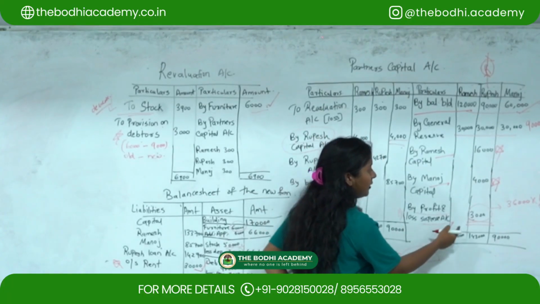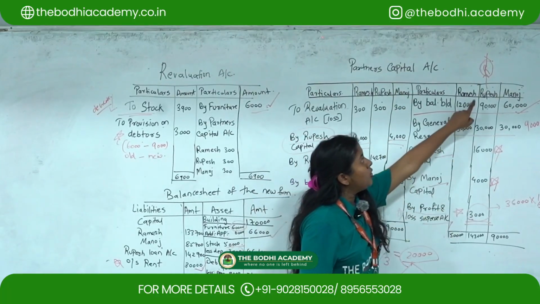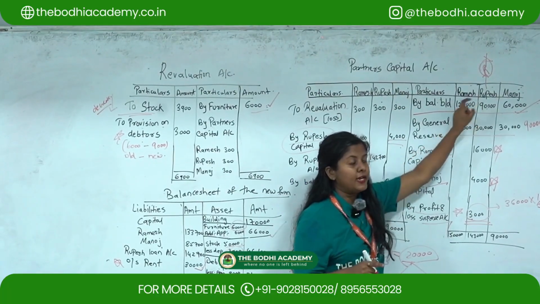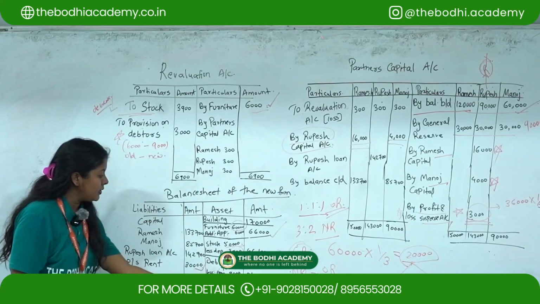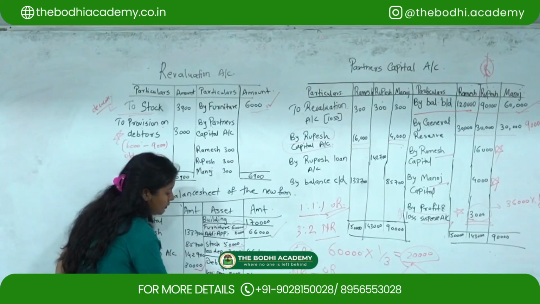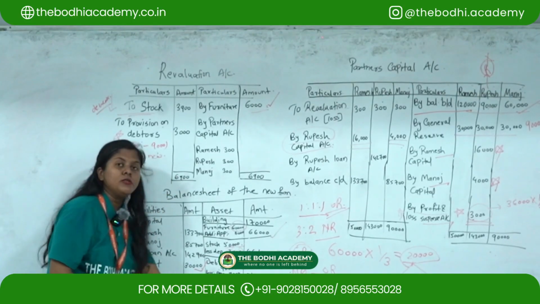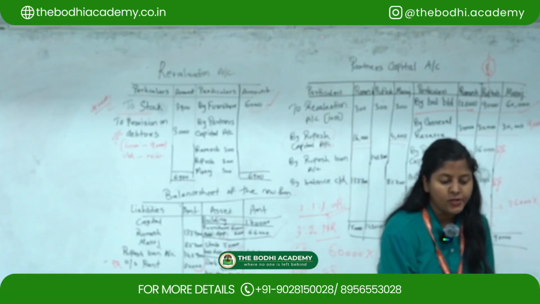Now the first effect will go over here in partners' capital account under the head Rupesh because Rupesh is retiring, and the second effect of this will go under the balance sheet, that is the asset part, as 3,000 by profit and loss suspense account. Now whatever is left, you have to check.